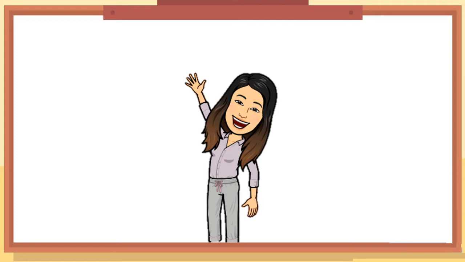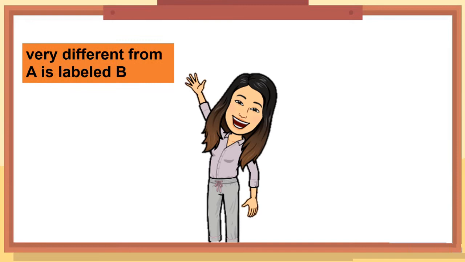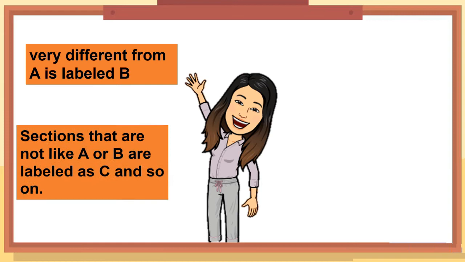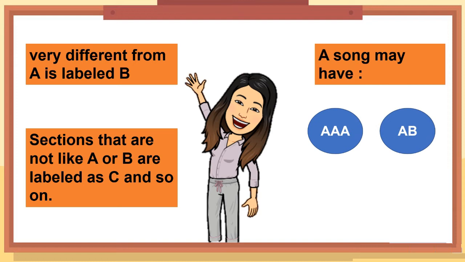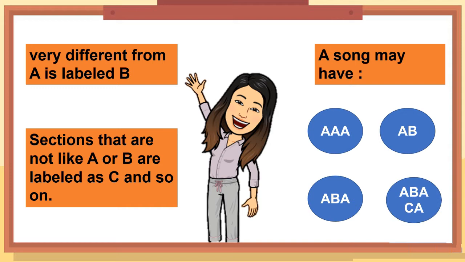Another musical section of the musical piece that is very different from A is labeled B. Sections that are not like A or B are labeled as C and so on. A song may have AAA, AB, ABA, ABACA form and so on. The following are some simple musical forms commonly found in songs or musical pieces.